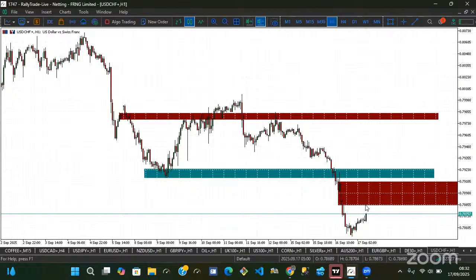So expect the retracement. It might end up here. Worst case is this level, right? So that's for Euro CHF.